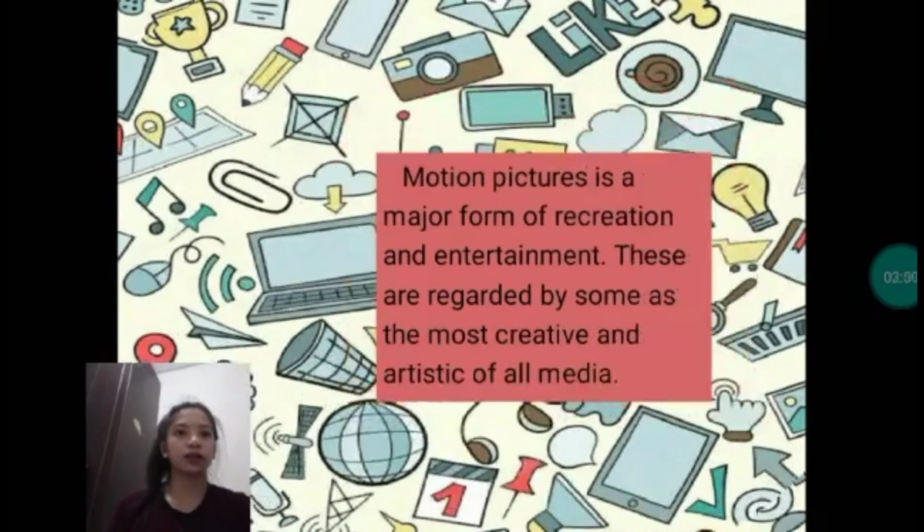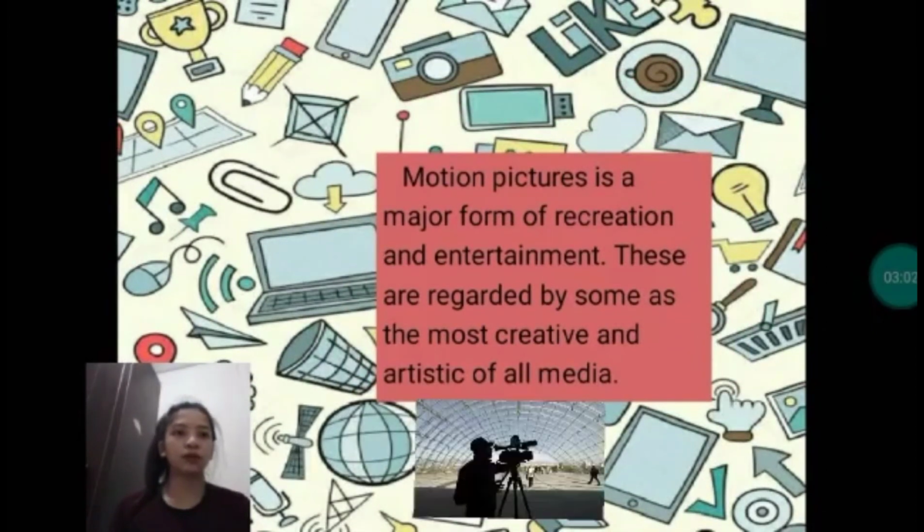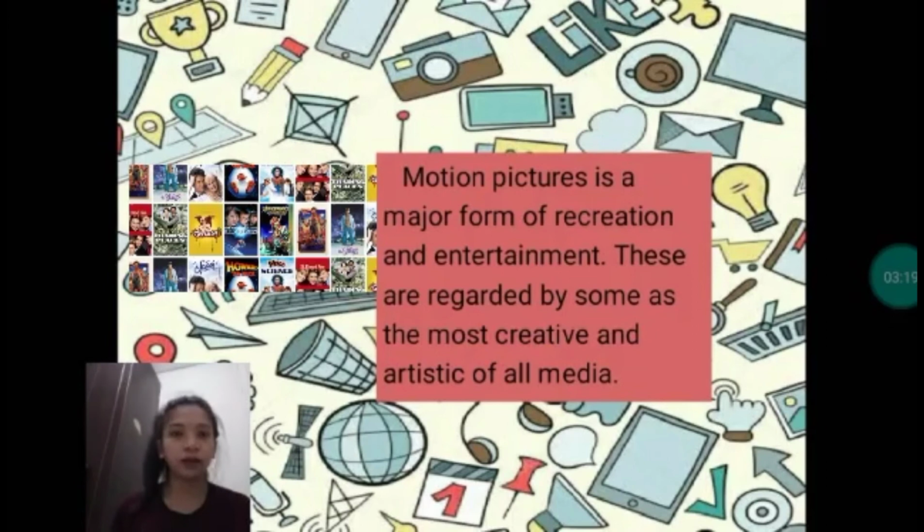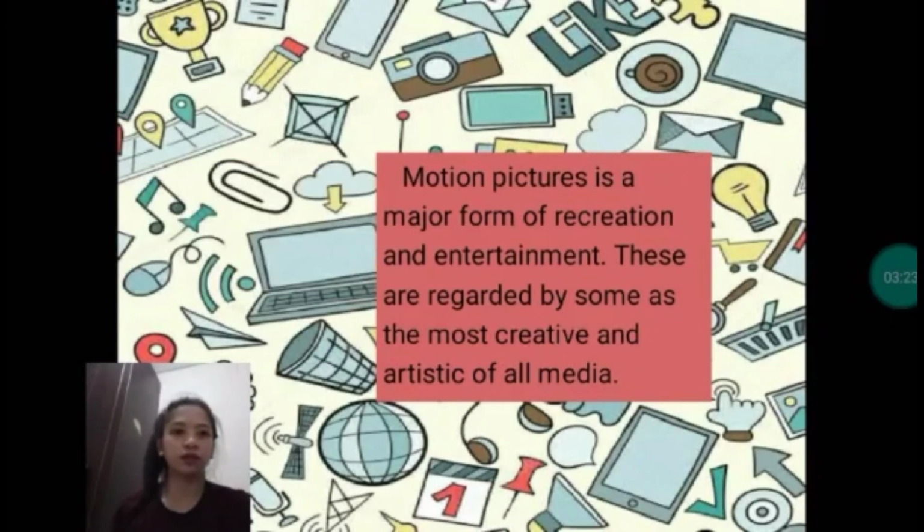So next is motion picture. Motion picture is a major form of recreation and entertainment. These are regarded by some as the most creative and artistic of all media. So you all know what the motion picture is. The motion picture is also known as film or movies. So that is the motion picture.